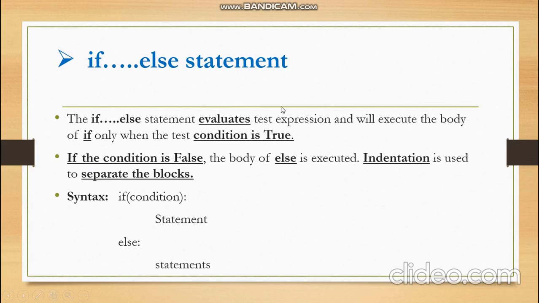The if else statement in Python programming controls the flow of execution of your program. In an if else statement, there will be two blocks, the if block and the else block. If the condition is true, then the statements written under the if block will execute, and when the condition is false, the control will transfer to the else block and the statements written under the else block will execute.